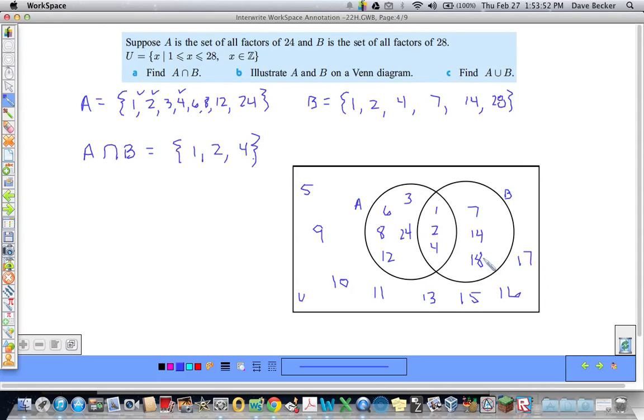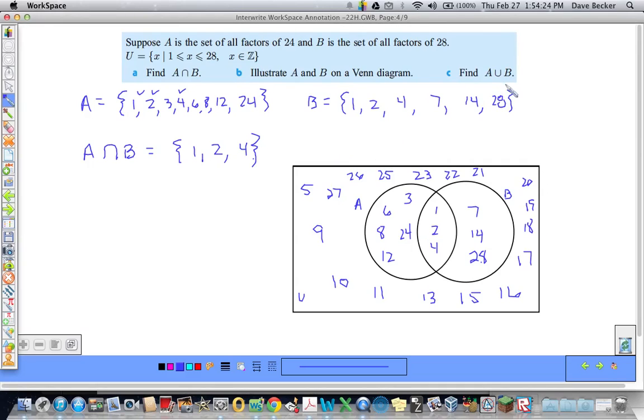17, 18 is good. Wait, no, that's not 18. That should be 28. Why didn't you correct me on that? 17, 18, I'm going to run out of space. 19, 20, 21, 22, 23, 24 is good. 25, 26, and 27. Okay. Well, that's the whole darn set.